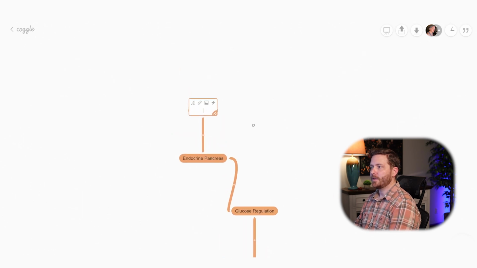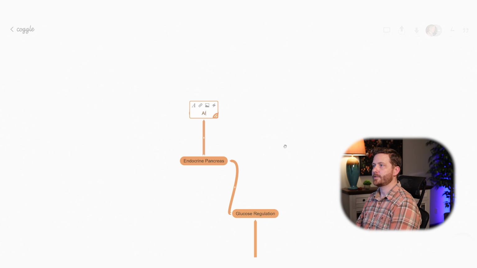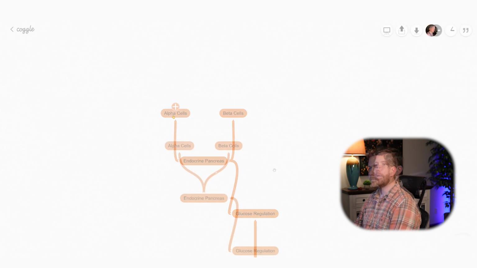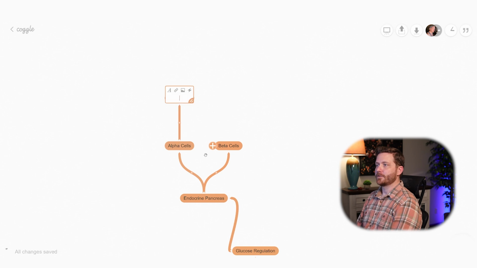And then we know that the endocrine pancreas has alpha cells and beta cells. And specifically, the alpha cells release glucagon, and the beta cells release insulin.